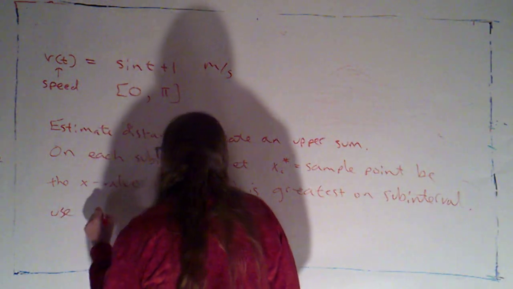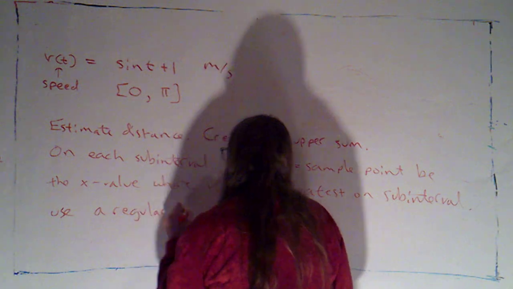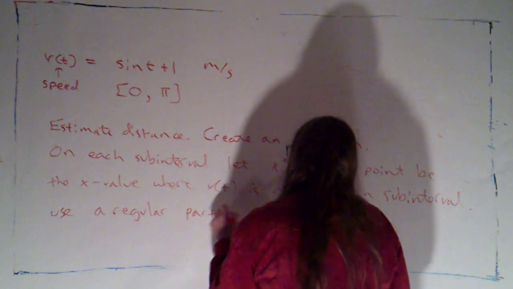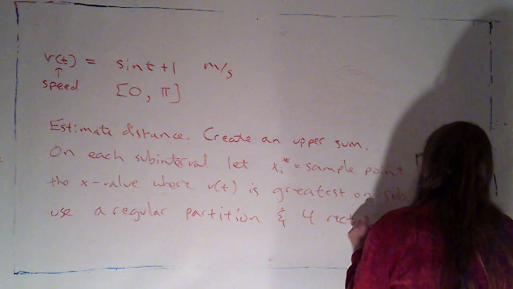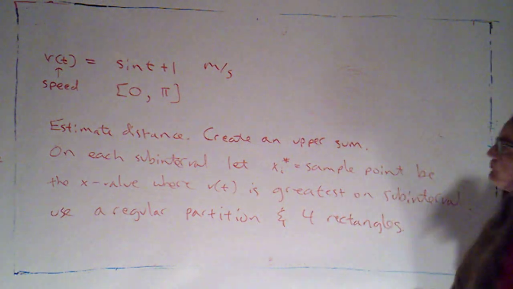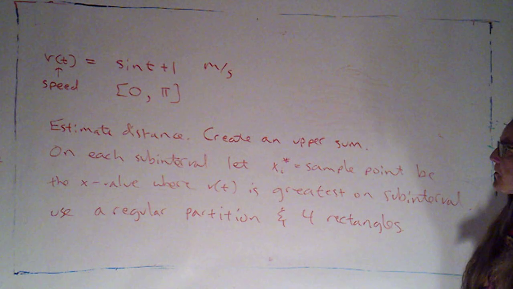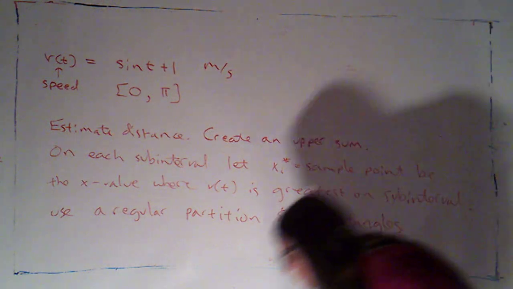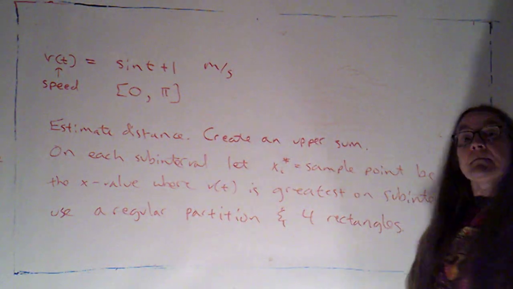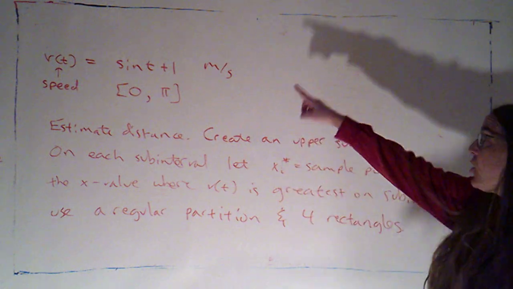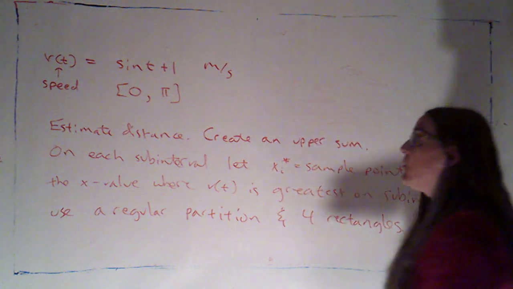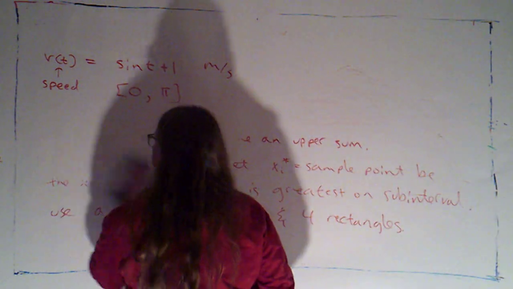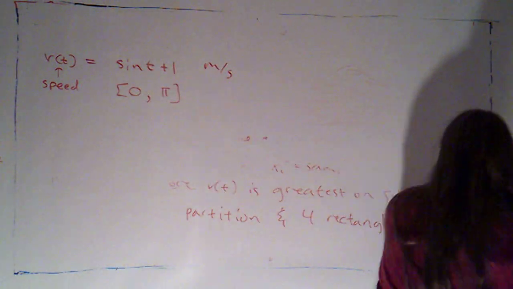Okay. So let's use a regular partition and 4 rectangles. Okay, so that's what I want to do. I think I'm going to need a picture because I'm going to need to know what this looks like in order to be able to pick out the location where it's going to have its biggest value on each subinterval.